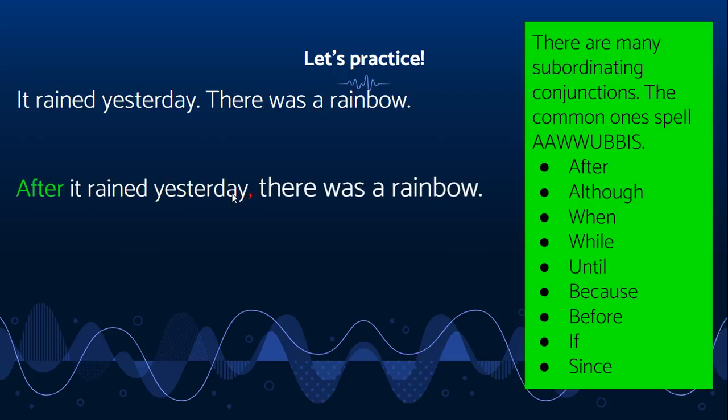Which one do you want to pick, and where does the comma go? If you wrote "After it rained yesterday, comma, there was a rainbow," then that is a really good choice because this shows when this sentence happened in relation to the rainbow. You could also say "Because it rained yesterday," because the rain caused the rainbow. That would also be perfectly fine. The important thing is that you started with an AWUBIS conjunction and you put a comma between where the two simple sentences are. Let's do one more.